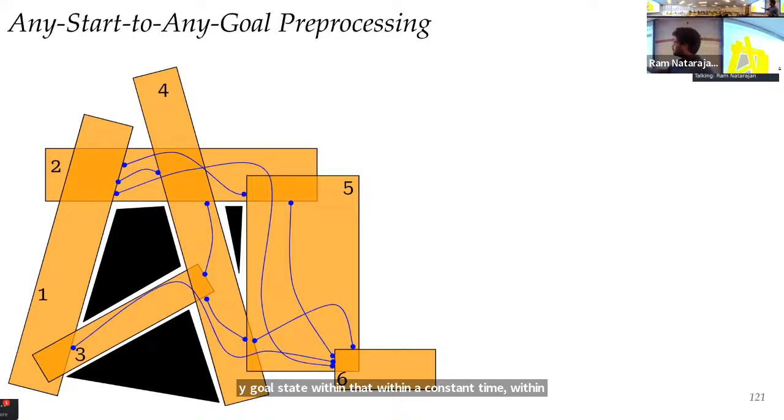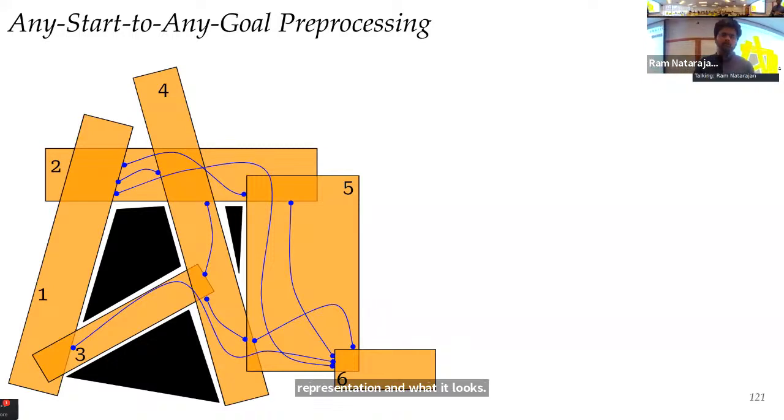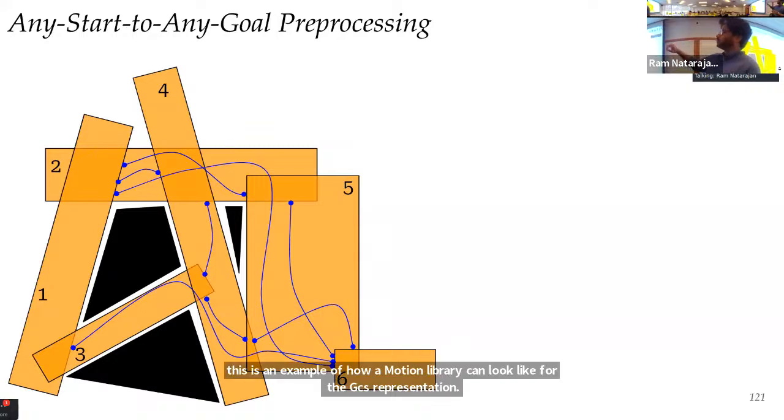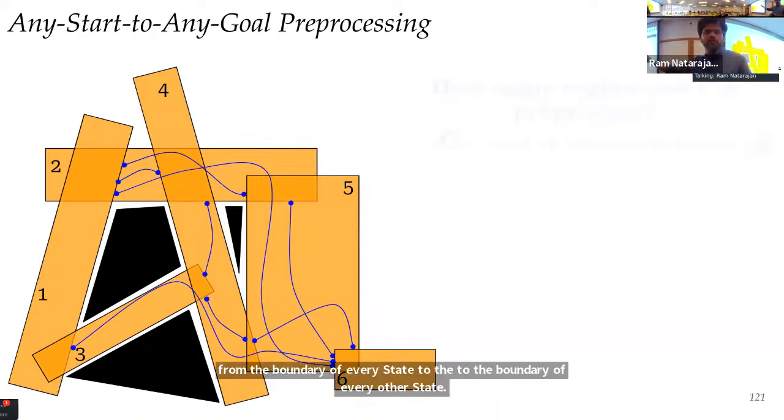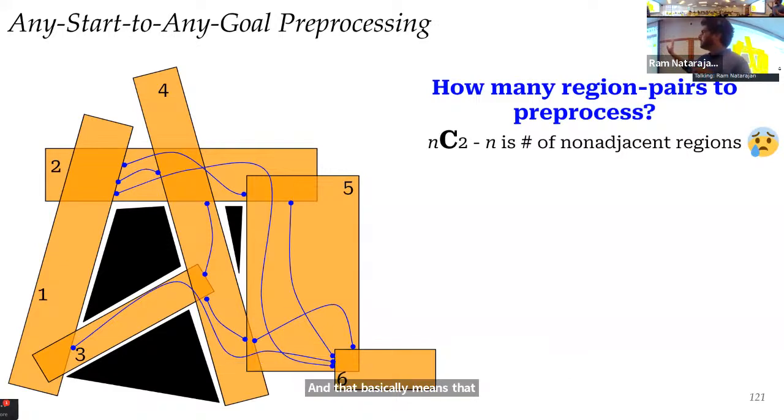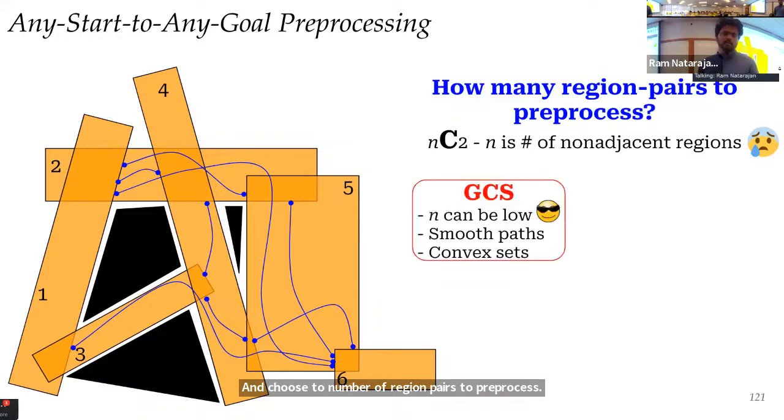For that, we are going to be using the GCS representation. This is an example of how a motion library can look for the GCS representation. You want to pre-compute these motions that take you from the boundary of every state to the boundary of every other state. That basically means that you have n choose 2 number of region pairs to pre-process, right? Where n is the number of non-adjacent regions. But then the promise of GCS is that this n can be low.